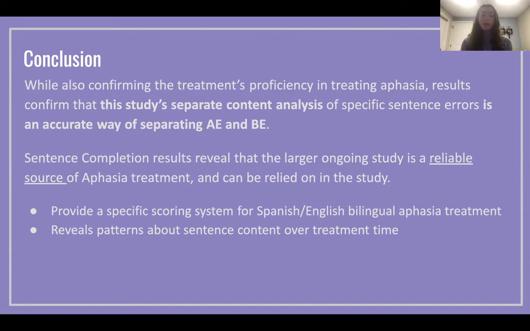Now, why are these results so important? While also confirming the treatment's proficiency in treating aphasia, results confirm that this study's separate content analysis of specific sentence errors is an accurate way of separating aphasia errors and bilingual errors. Because the aphasia errors decreased over treatment time and bilingual errors remained the same, this matched our hypothesis.